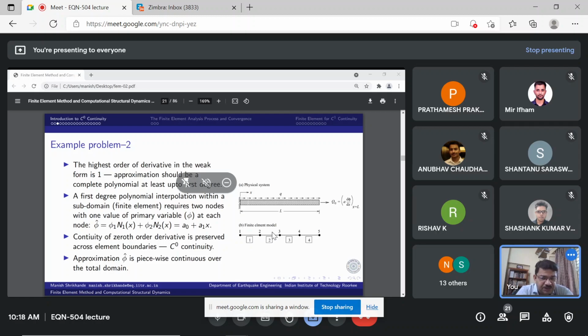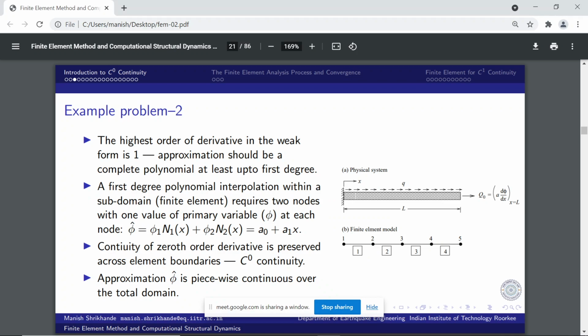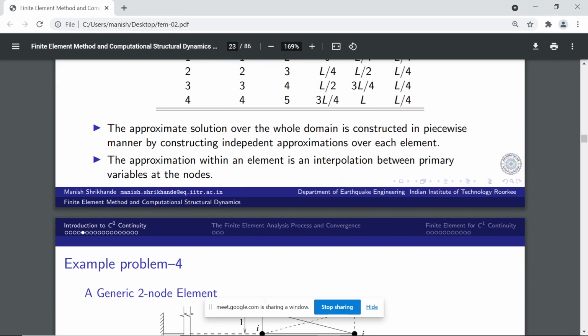Similarly, the polynomial approximation in element 2 is defined as linear interpolation between the primary variables at the nodes of this element, that is node 2 and node 3. Element number 3 is defined by nodes 3 and 4, and the approximation within element 3 would be defined as linear interpolation between the variable value at node 3 and node 4, and similarly for element number 4.